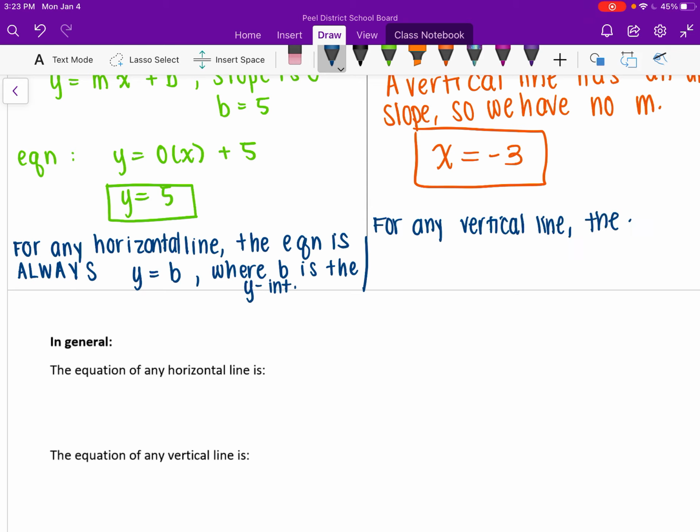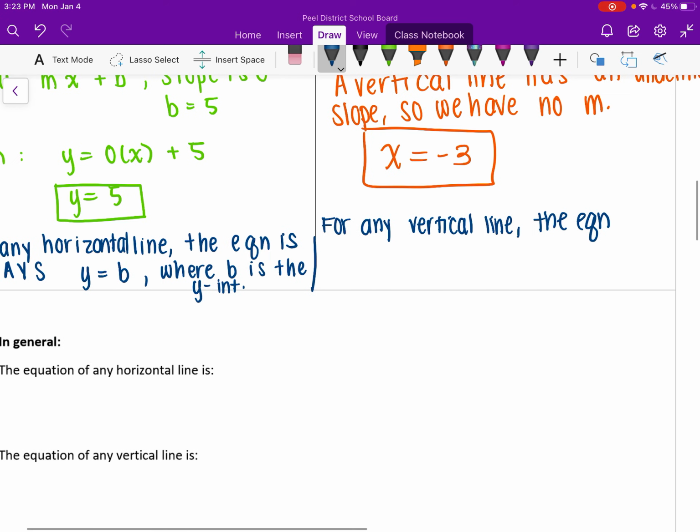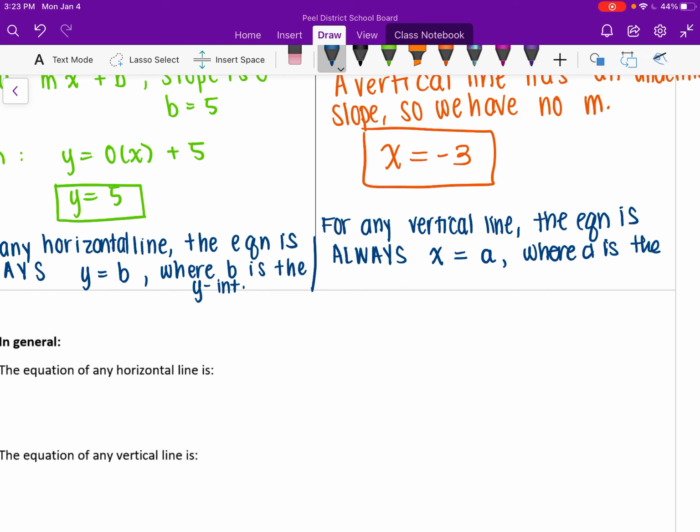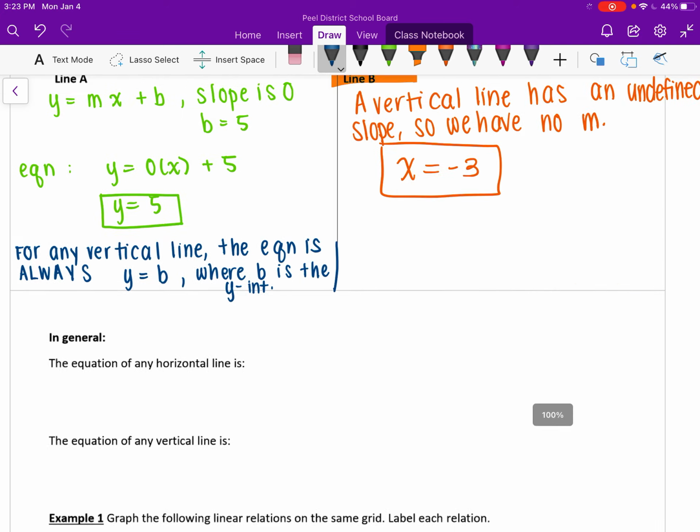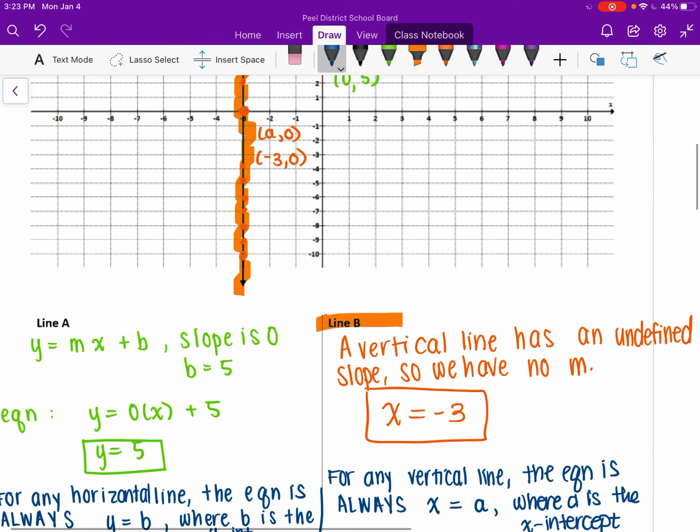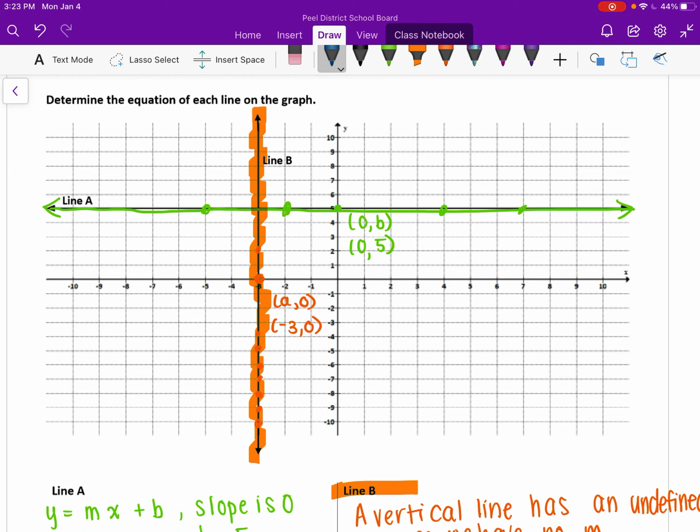So for any vertical line, the equation (EQN just means equation) is always x equals a, where a is the x-intercept. Cool? Because every value of x is going to stay the same, since it's staying on the same vertical line, but it's going up or down on the y-axis. The y is different every time you go up.